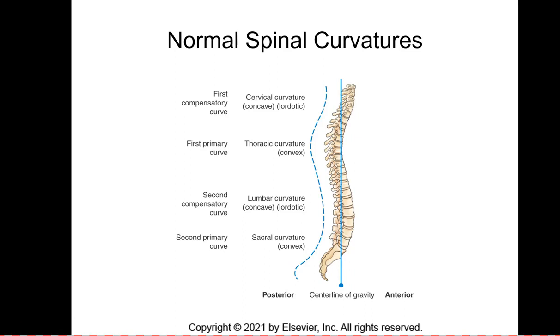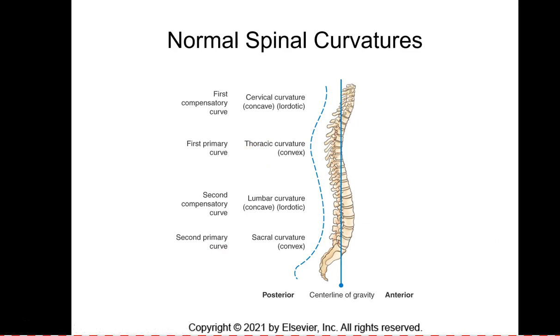Soon after birth, the thoracic and sacral curves begin to develop. These two curvatures are therefore called the primary curves. Okay, so let's say that again. The thoracic and sacral are primary curvatures. They develop shortly after birth.